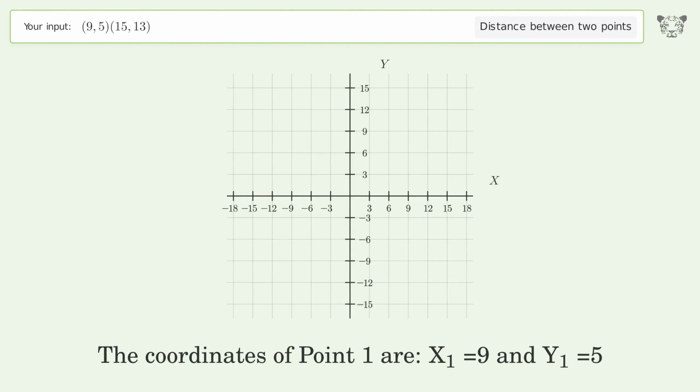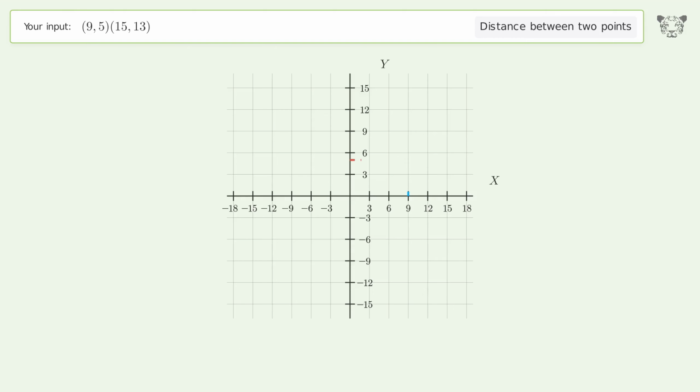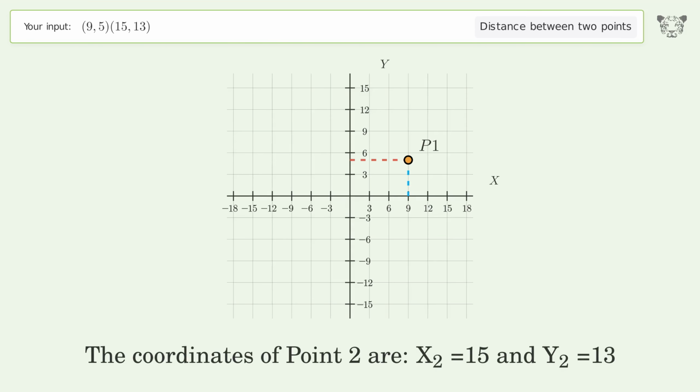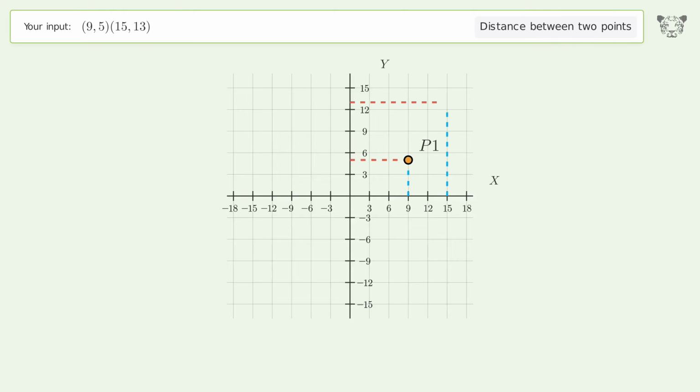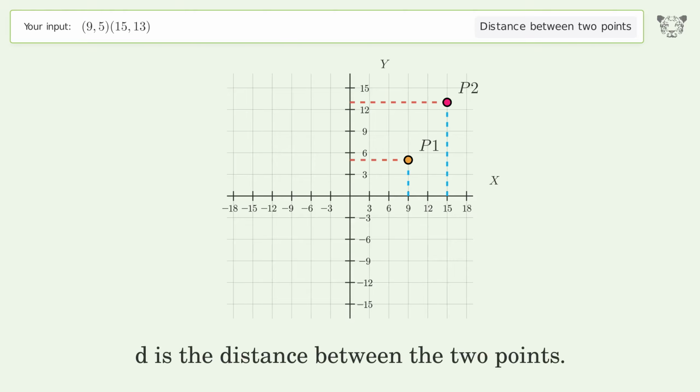The coordinates of point 1 are x1 equals 9 and y1 equals 5. The coordinates of point 2 are x2 equals 15 and y2 equals 13. D is the distance between the 2 points.